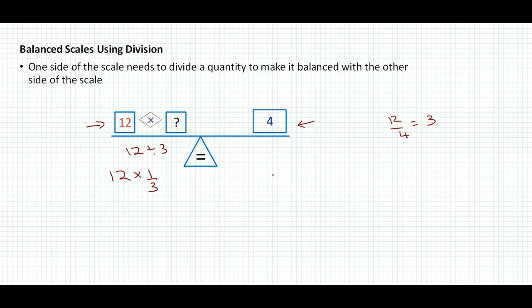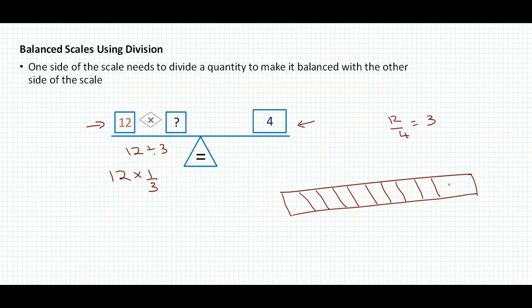So what I'm saying here is let's draw something here that has 12. I hope I can get that. So let's see, 1, 2, 3, 4, 5, 6, 7, 8, 9, 10, 11. 1, 2, 3, 4, 5, 6, 7, 8, 9, 10, 11, 12.